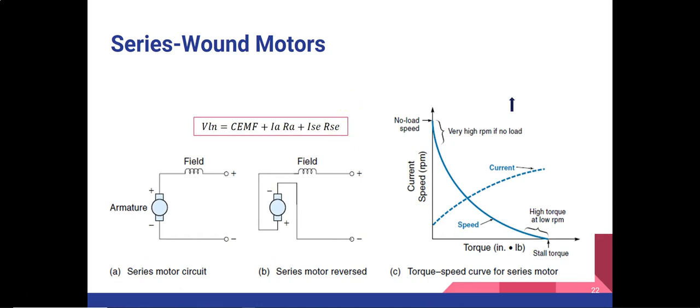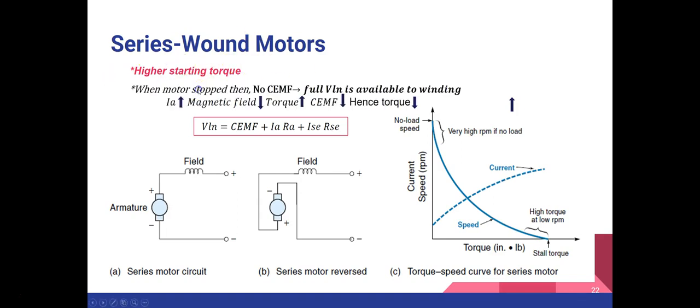Now there are two important characteristics in the DC series wound motor. The first is the higher starting torque. So this type of motor has a higher starting torque, and higher starting torque is needed in a car. When you start the car, it requires a higher starting torque. So there this DC series wound motor is very useful. And how this higher starting torque can be achieved, we will see now.